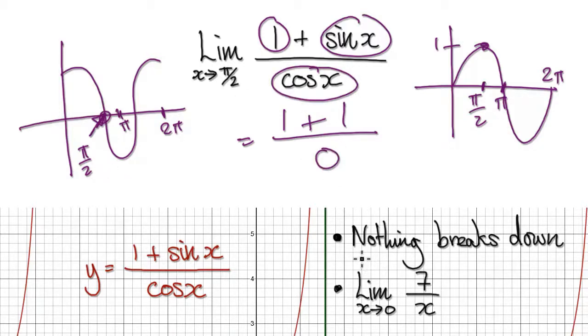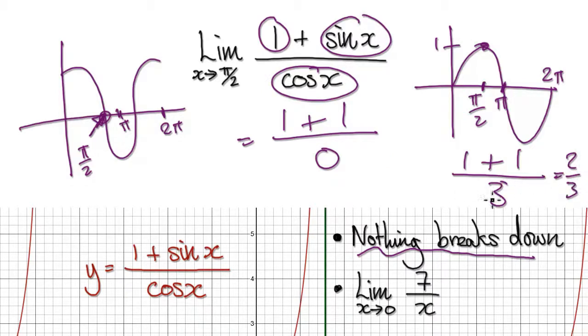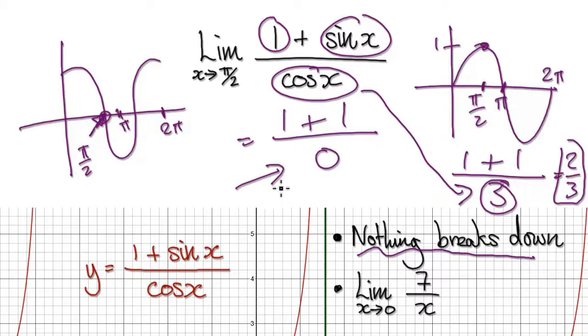So the first thing you should do is check that nothing breaks down. In our case, it does break down. But sometimes you get lucky and get something like this. Just imagine you get 1 plus 1, and just imagine this thing here heads towards, let's just say 3. So here you've got 2 over 3, so nothing breaks down. If this is a 3, then you don't need to do any work because nothing breaks down. In our case, it does break down. It's 0.